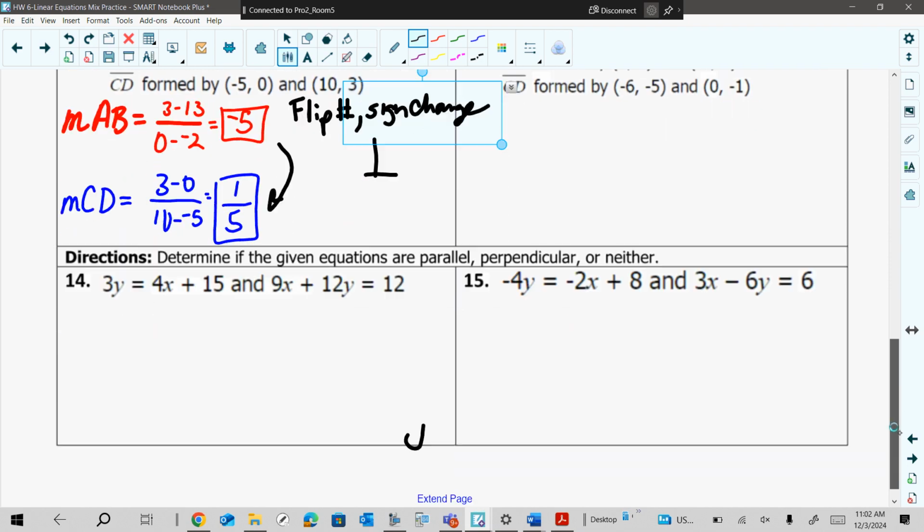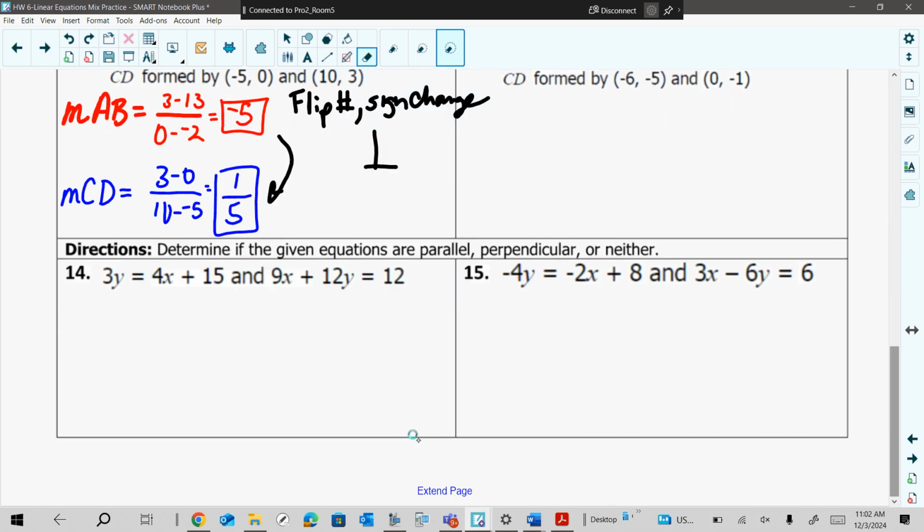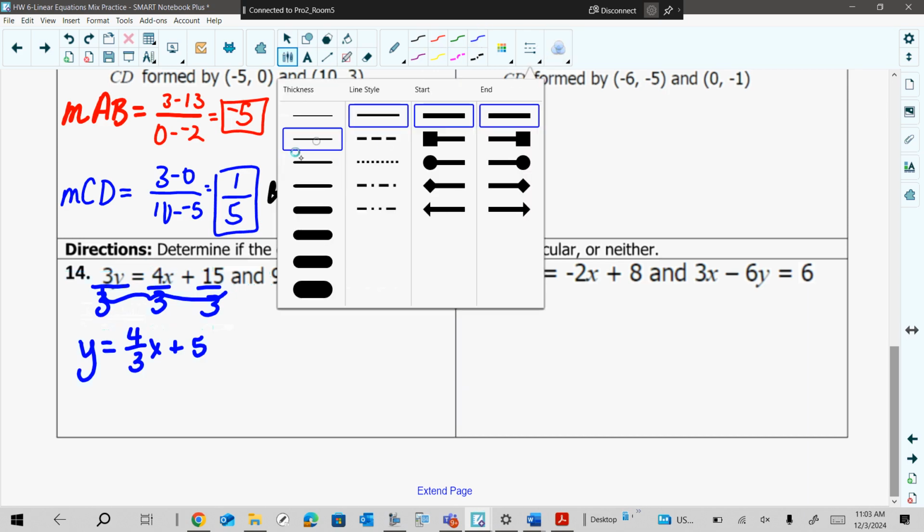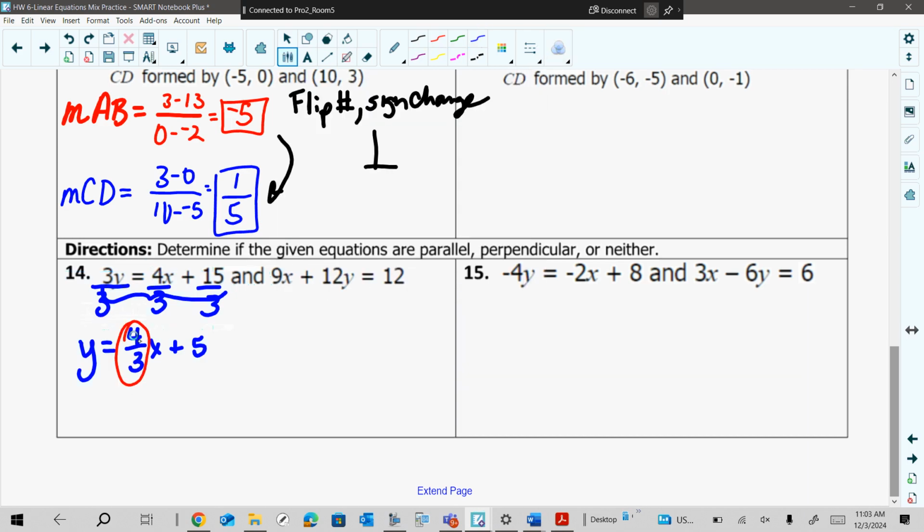Now, what if you're given the equation? Remember, in the equation, we have to find the m. So if I'm looking at the first equation, which is right here, this 3y equals 4x plus 15. Divide everything by 3. You have to divide everything by 3 first. So really our equation is y equals 4/3 x plus 5. By doing that, I can see that my slope is 4/3.